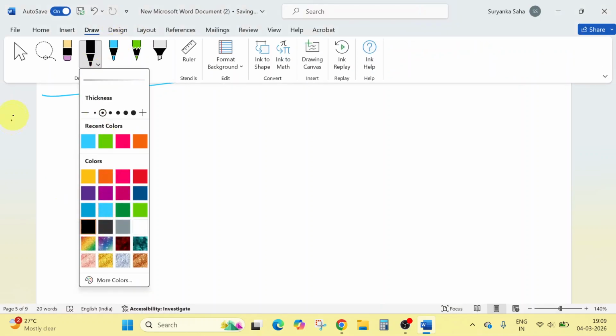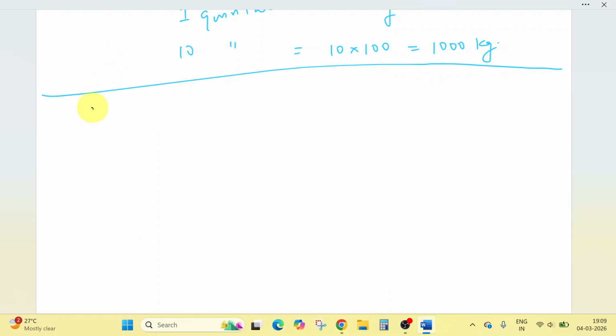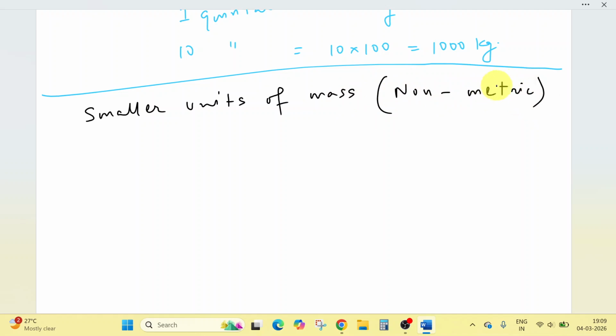Let me write with the black pen. Smaller units of mass, and I will write non-metric over here. Okay, non-metric. So non-metric means first comes AMU. AMU means atomic mass unit.